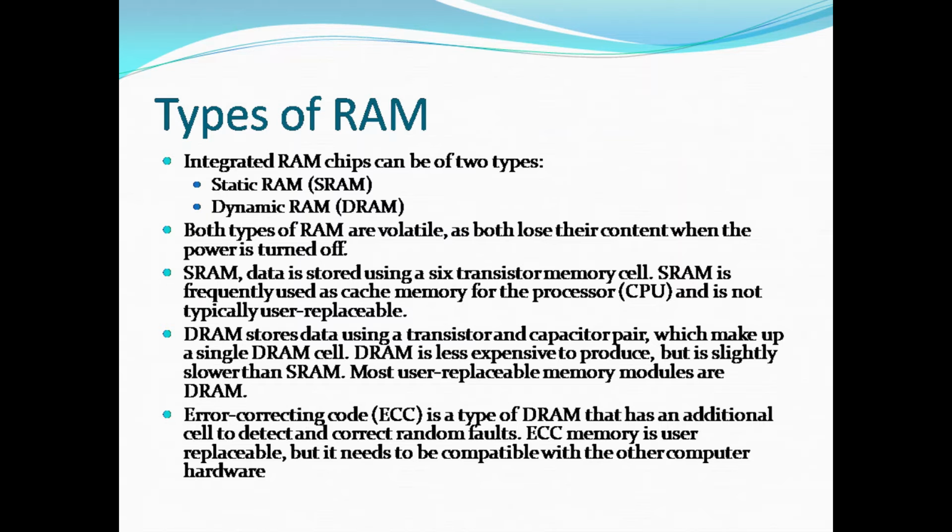But DRAM stores data using a transistor and a capacitor pair, which makes up a single DRAM cell. It is less expensive to produce, but it is slightly slower than SRAM, and it is a replaceable memory module. There is also error correcting code, a type of DRAM that has an additional cell to detect and correct random faults. ECC memory is user replaceable, but it needs to be compatible with other computer hardware.